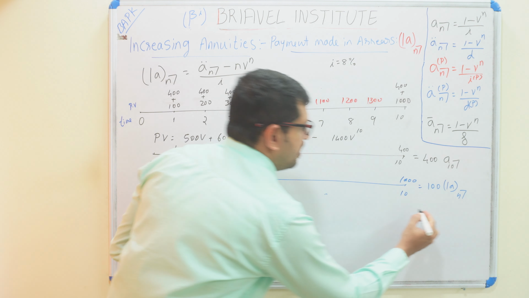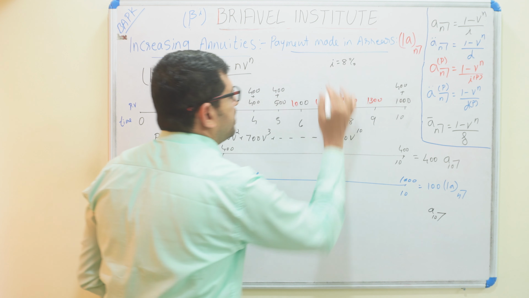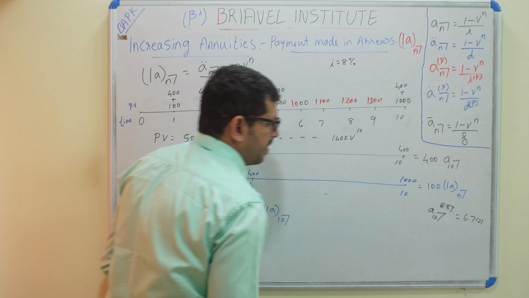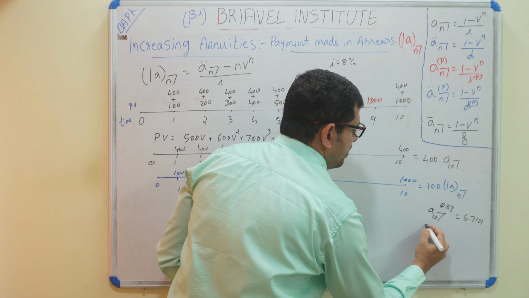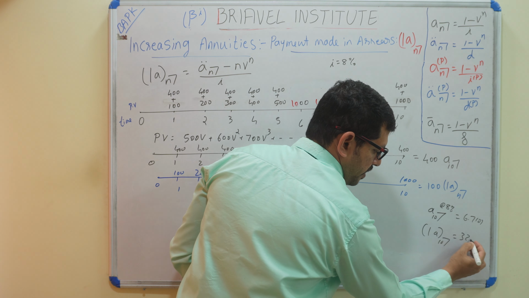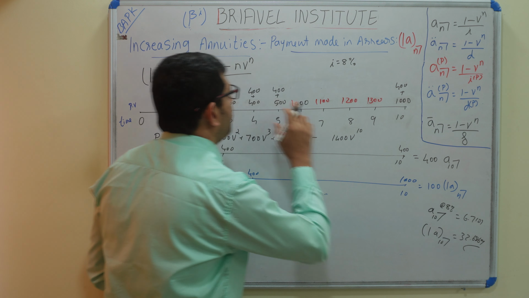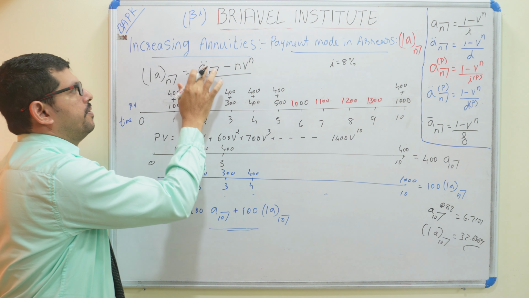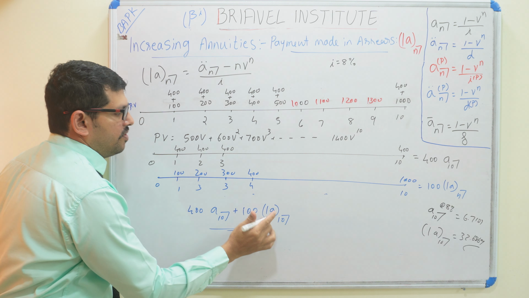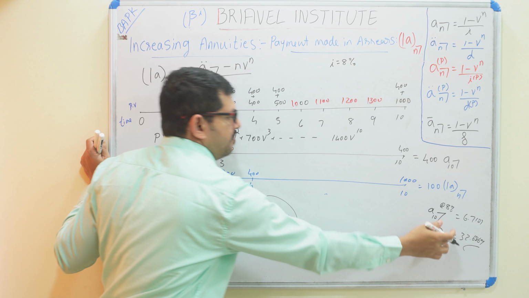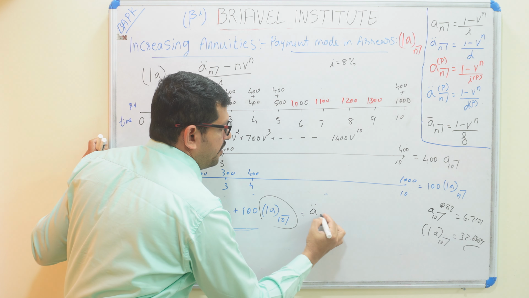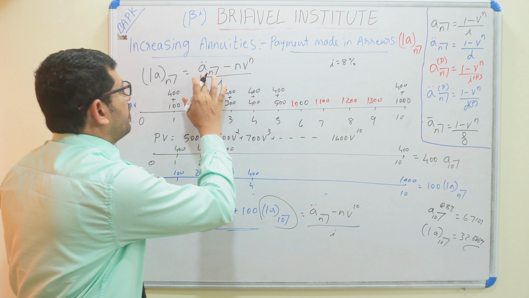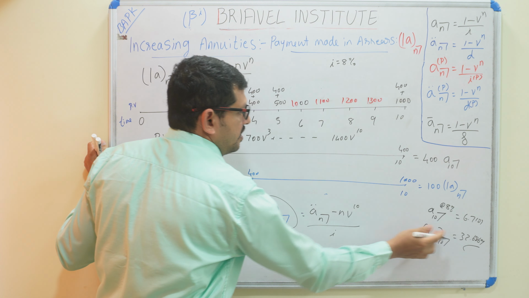So A10 we get from the table at the rate of 8 percentage. At the rate of 8 percentage, we got 6.7101 something. And IA10 also we will get from the table, 32.6869. Or we apply this formula. Last problem we applied this formula: (Aдue n minus nv raised to n) divided by i. So we will get the IA10. Otherwise we will get it from the table, or we apply (A due n minus nv raised to 10) divided by i. It is just the formula applied here. So we will get 32.689.